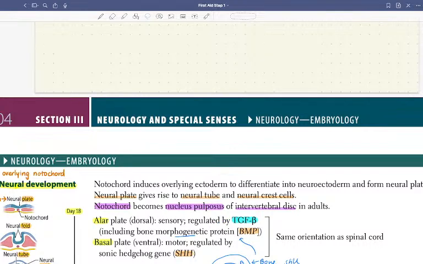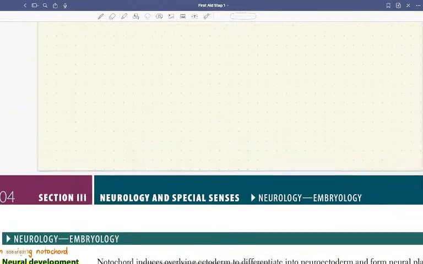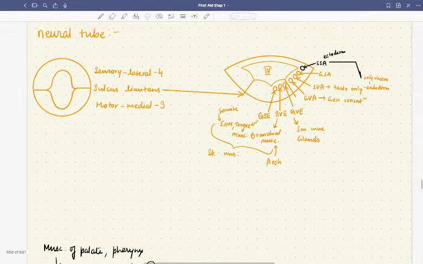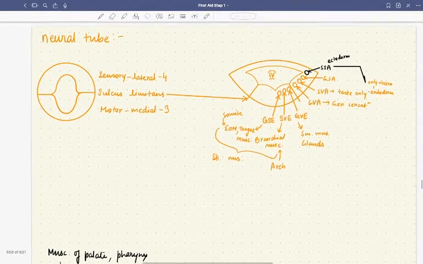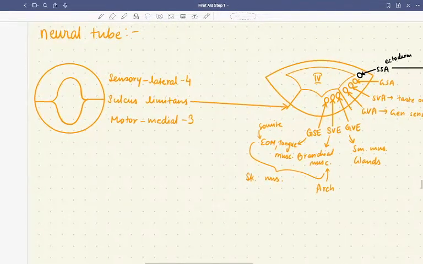So TGF beta, alar plate, dorsal, sensory. Alar, dorsal, sensory: SAD. And this side is just the opposite of this. BMP, TGF beta, you have to remember a little bit. So SAD, that was dorsal. Sensory, alar, dorsal. Sensory alar was dorsal. So, SAD.